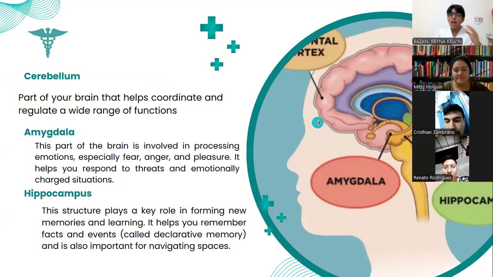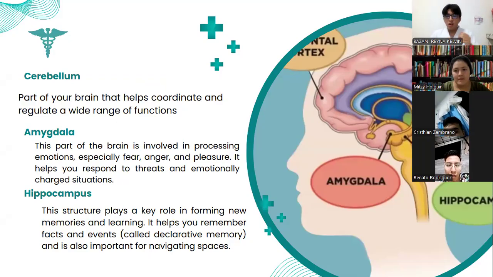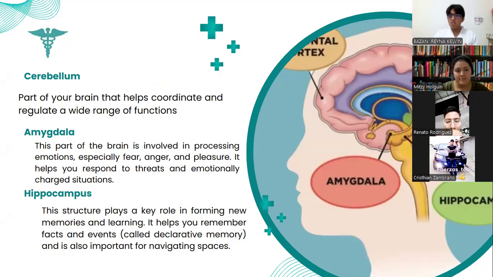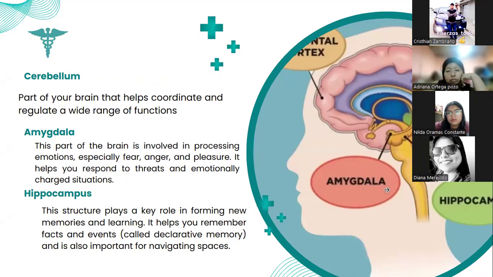Okay. We have another part of the brain, the cerebellum. This part of the cerebellum is in charge of balance. When you start walking, you don't think, I need to walk. It's because this part controls your balance and your walking, or when you do an activity, this helps you a lot to walk without thinking.